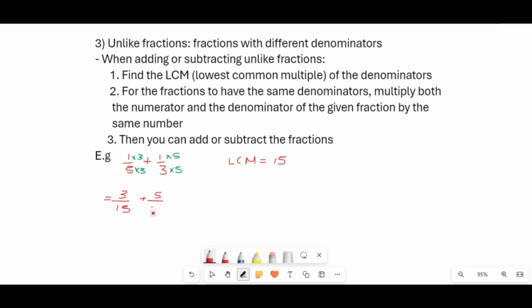plus 5 over 15. As you can see, our denominators are the same, so all we will need to do is now add our numerators. It's basically the same process as with like fractions from here on out. So we have 3 plus 5 all over 15, which gives us a final answer of 8 over 15.